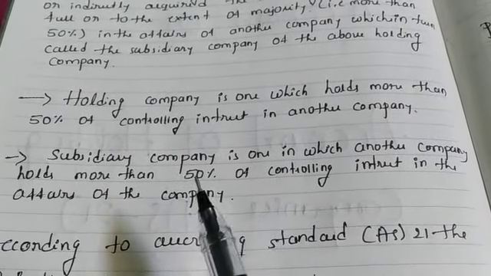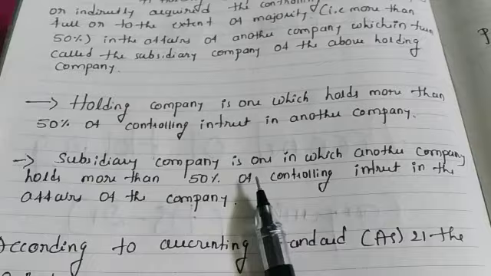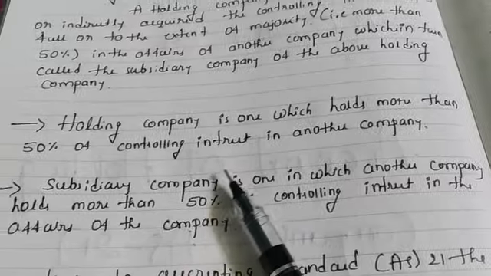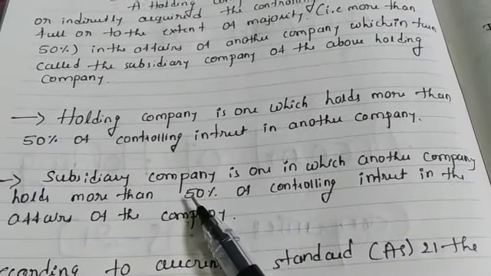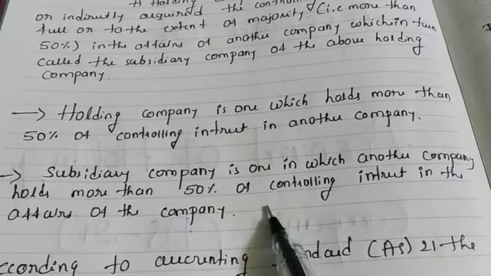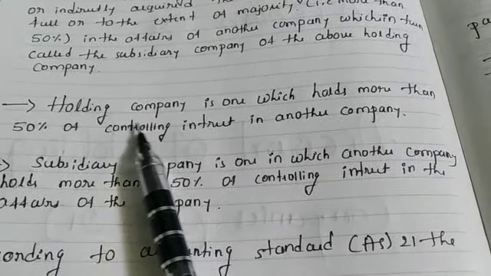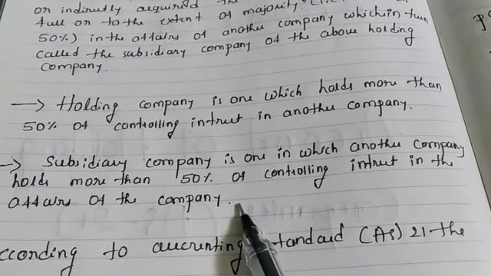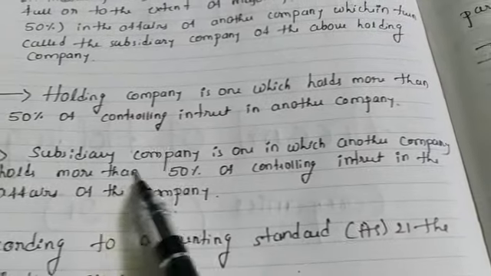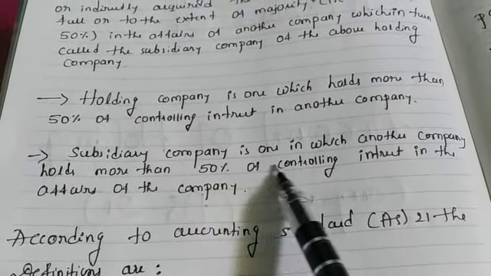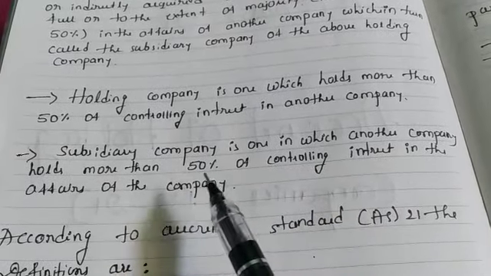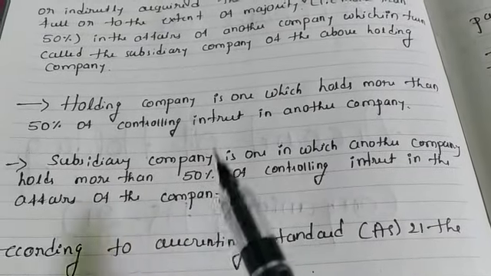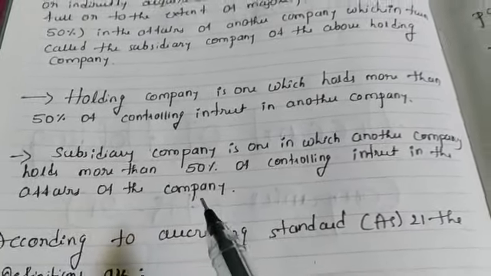I will give you one example. See here, A and B are two companies. A holds more than 50% of shares in B company. At that time A becomes a holding company. And in B company, A company holds more than 50%, so B company becomes a subsidiary company. A subsidiary company is one in which another company holds more than 50%. Here A company holds more than 50%. A is a holding company and B is a subsidiary company.